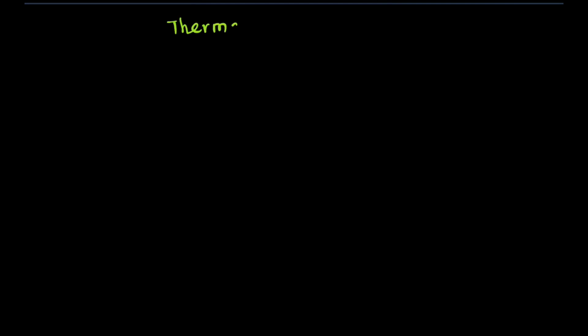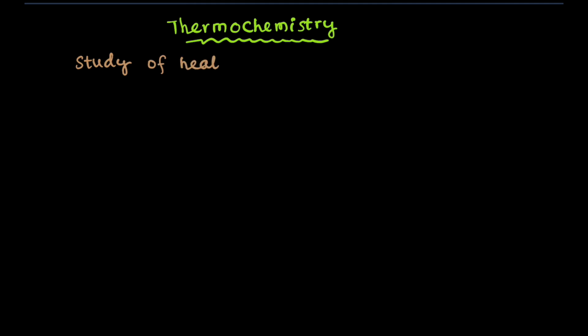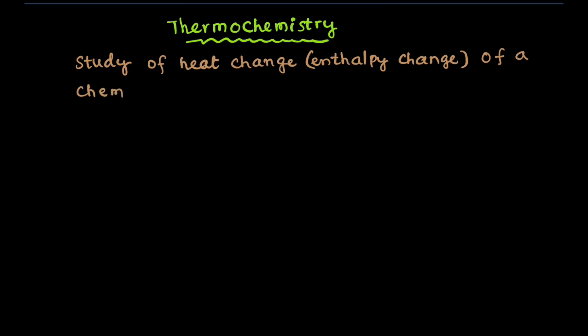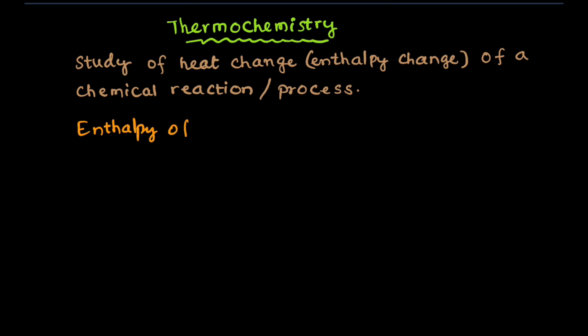Hello everyone, today I want to explain thermochemistry. This is one of the parts of the first law of thermodynamics. It is the study of heat change or enthalpy change in a chemical reaction. That is called thermochemistry. When a reaction proceeds, reactants convert into products, and at that time energy may be absorbed or energy may be lost. So we can determine that by using thermochemistry.